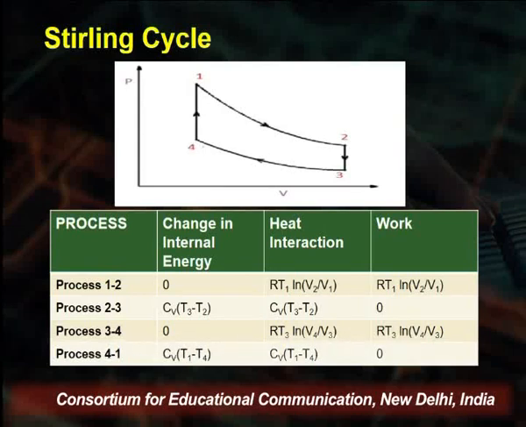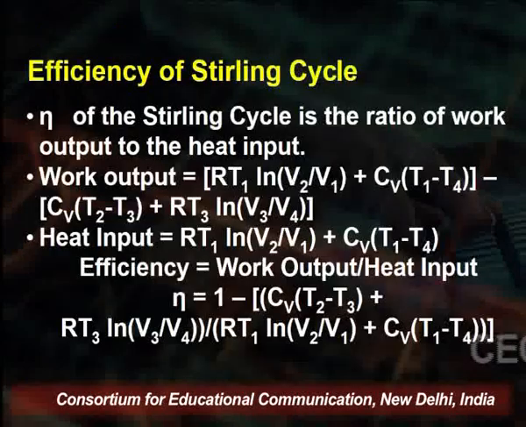From process 3 to 4, the change in internal energy is 0. The heat interaction is RT2 log V2 by V3. Work is RT2 log V2 by V3. And process 4 to 1, the change in internal energy is CV (T1 minus T2). Heat interaction is CV (T1 minus T2), and the work is 0. This has to be 0 because this is an isochoric process.